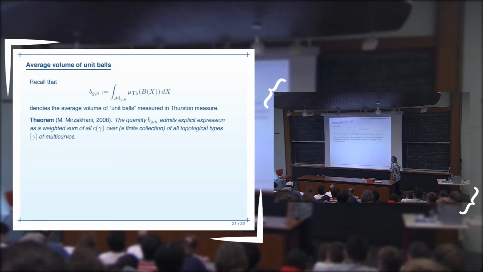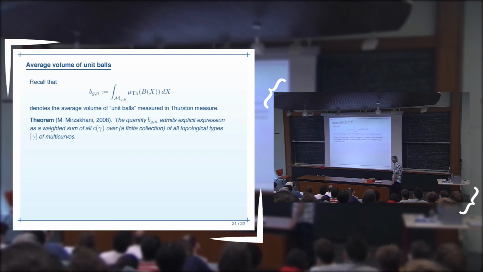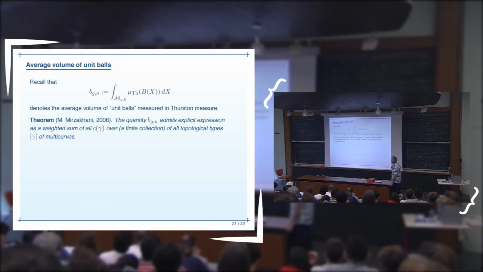Two remarks. The BGN is the average of Thurston's measure of the unit ball, where the average is taken with respect to all hyperbolic metrics. And there is a hidden theorem of Mirzakhani, hidden because you have to glue two theorems from two different papers. But she says it absolutely explicitly. So for the flat surfaces community, it might be interesting to realize that this quantity BGN is, two things. First, this quantity BGN admits an explicit expression as a weighted sum of all C gammas over a finite collection of all topological types of multicurves.